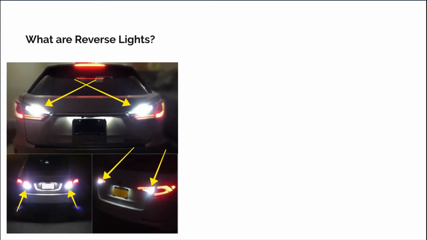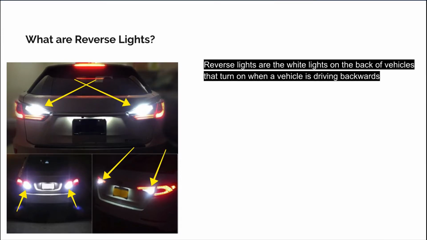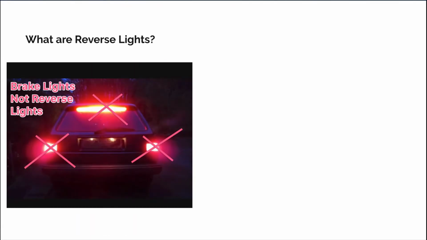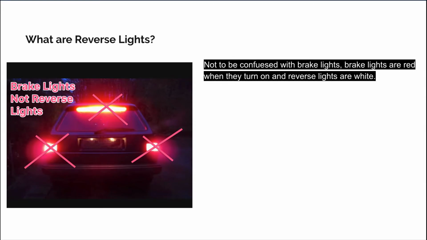So what are reverse lights? Reverse lights are the white lights on the back of vehicles that turn on when a vehicle is driving backwards. And what are not reverse lights? The red lights on the back of the cars are brake lights, and those are not to be confused with reverse lights. Reverse lights are white lights, and brake lights are red.